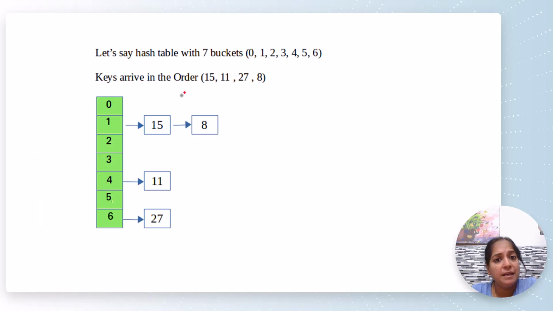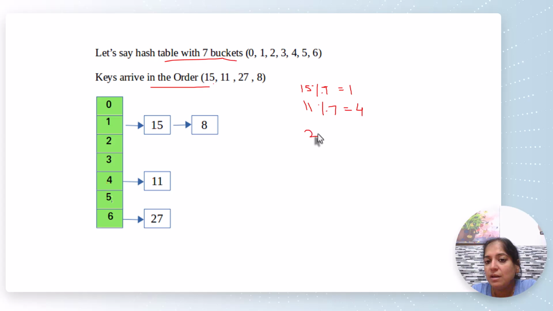One more example here. Let's see, our table has 7 buckets. That means the size of the table is 7. Keys arrive in this order. So 15. The table size is 7, so 15 modulo 7 comes out as 1. So at index 1, the value 15 is stored. Then another value is 11. 11 modulo 7 is 4. So at index 4, value 11 is stored.